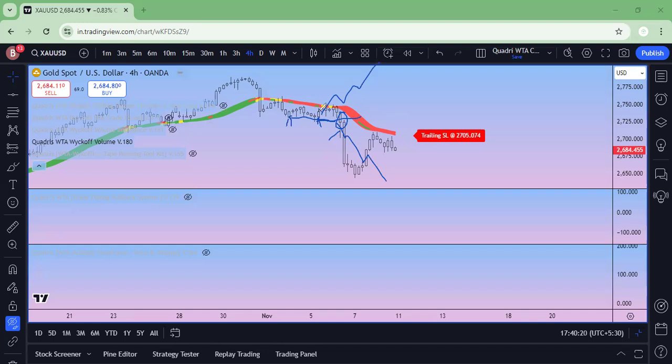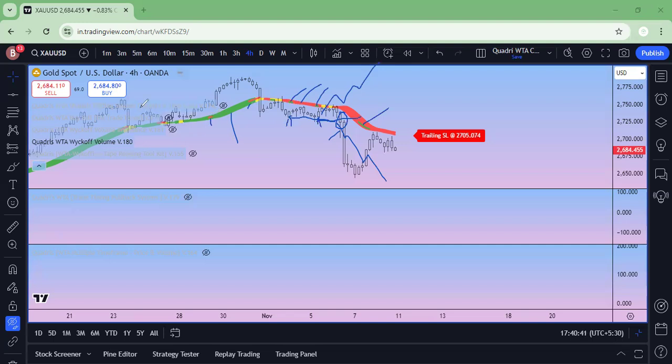So remember, whenever there is a red line and there are small green lines, that means either it is a pullback, a heavy volume pullback, or a low volume pullback. Whenever there is a green line and there are small red lines, then either it would be a pullback, a high volume pullback, or a low volume pullback.